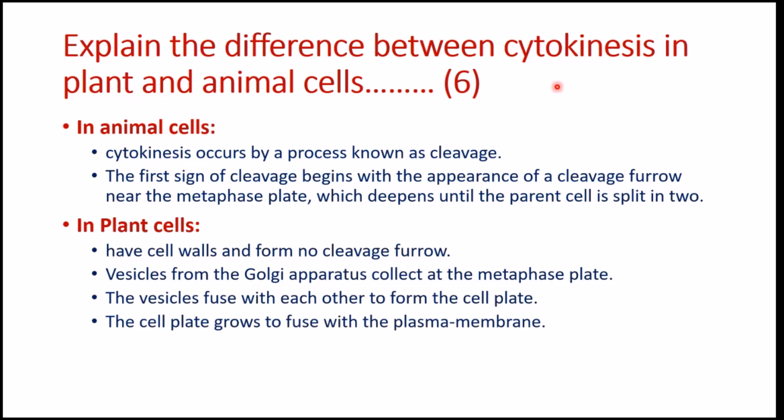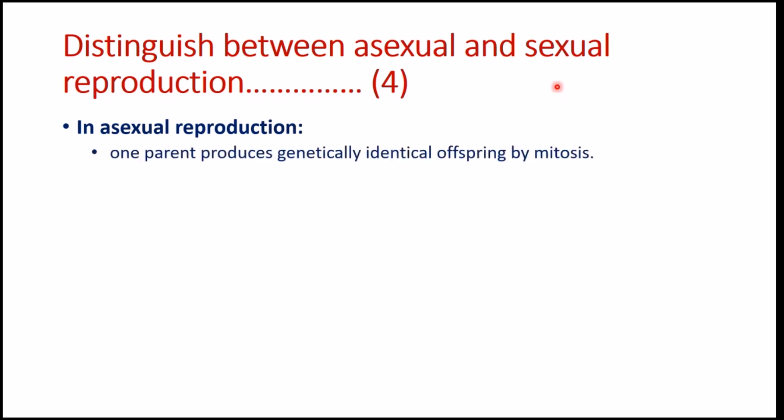Just go through it when you get hold of this. Distinguish between asexual and sexual reproduction. I think we have done this. Asexual reproduction has only one parent, and the offspring is identical to the parent. And then sexual reproduction needs two parents, and the offspring are not identical to the parents.